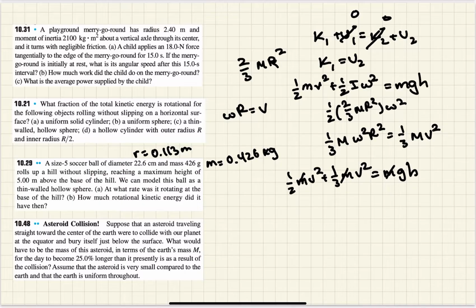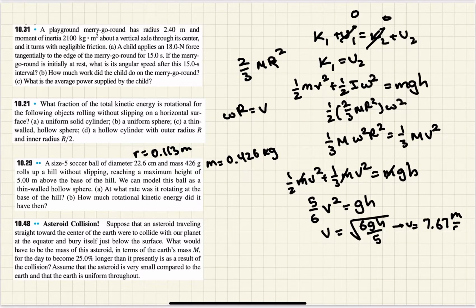So this is equal to mgh. The mass cancels off, so it doesn't even matter anyway. But 1/2 plus 1/3 is 5/6, and so 5/6 v squared is equal to gh. V is equal to the square root of 6gh over 5. You know g is 9.8, h is 5 meters, so you get a v of 7.67 meters per second. And so omega would be that divided by the radius, which is 0.113 meters, and so omega is 67.9 radians per second. That was just for part A.